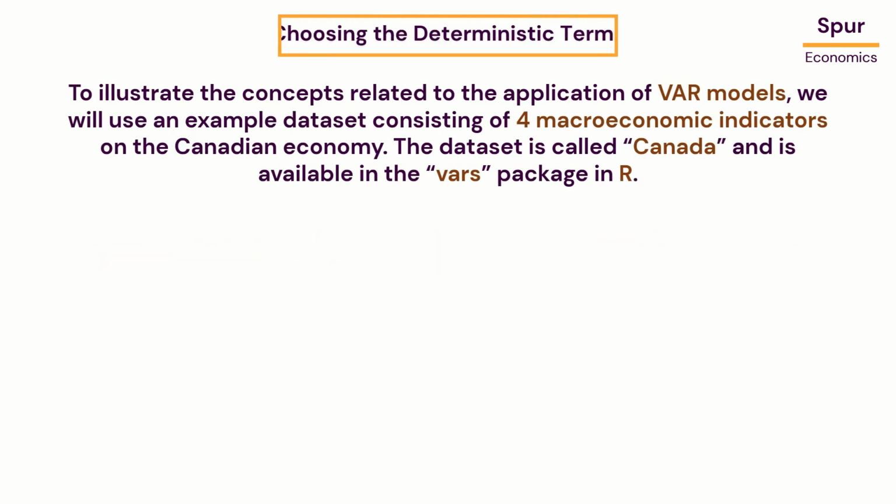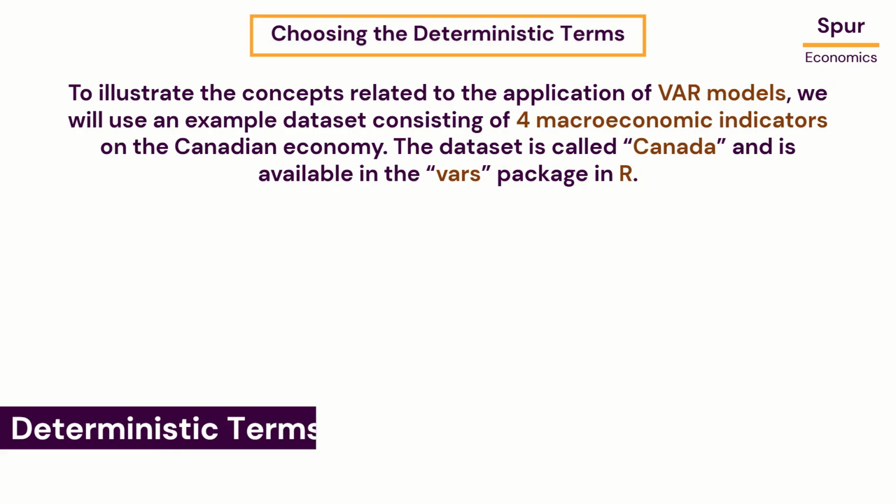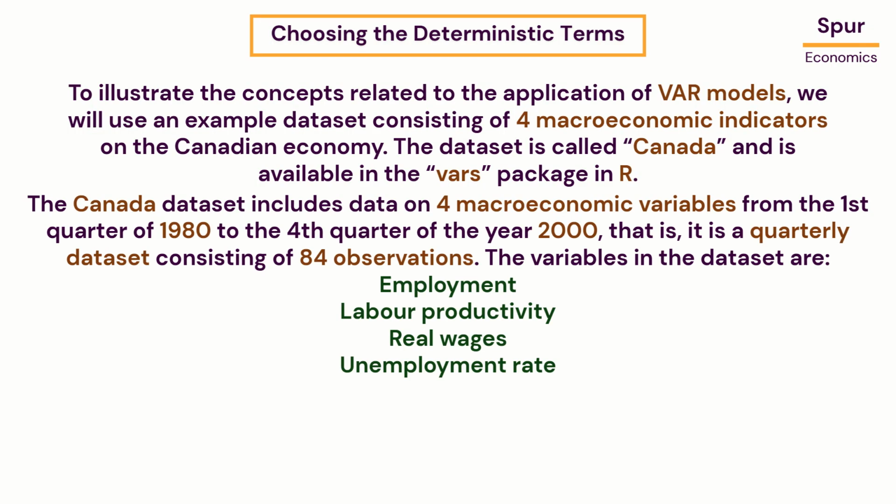To illustrate the concepts related to the application of VAR models, we will use an example dataset consisting of 4 macroeconomic indicators on the Canadian economy. The dataset is called Canada and is available in the vars package in R. The Canada dataset includes data on 4 macroeconomic variables from the first quarter of 1980 to the fourth quarter of the year 2000, that is, it is a quarterly dataset consisting of 84 observations. The variables in the dataset are employment, labor productivity, real wages, and unemployment rate.